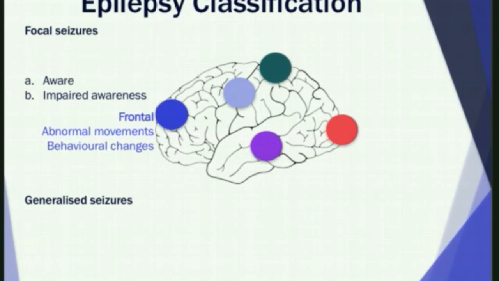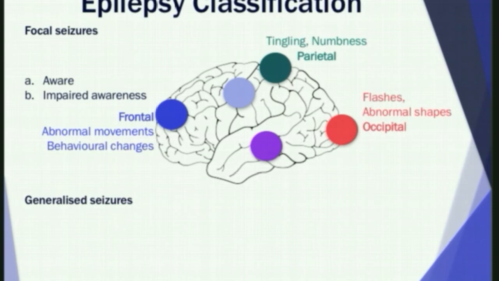Parietal lobe is where the sensory cortex is, so it will cause sensory symptoms like tingling or numbness. And in turn, the occipital lobe is where the visual cortex lies, so it will cause visual symptoms, particularly flashes and abnormal shapes in the visual field.